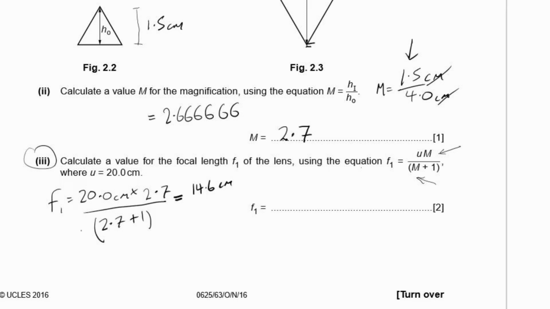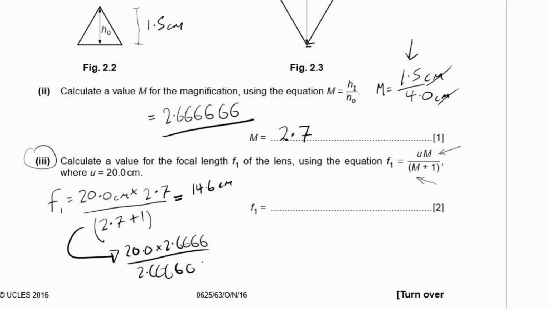Now, if you were to do this, but use the actual calculated value, not the rounded value, there we go. If you were to actually use that value, 20.0 multiplied by 2.6666 and so on, divided by 2.66666 and so on, plus 1, so 3.666, then what you would get, there we are, that would give you a value of 14.5 centimeters. Of course, because centimeters on the top there.